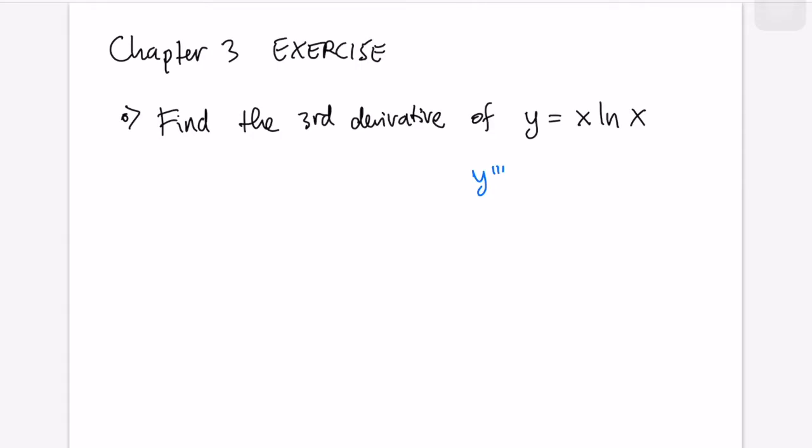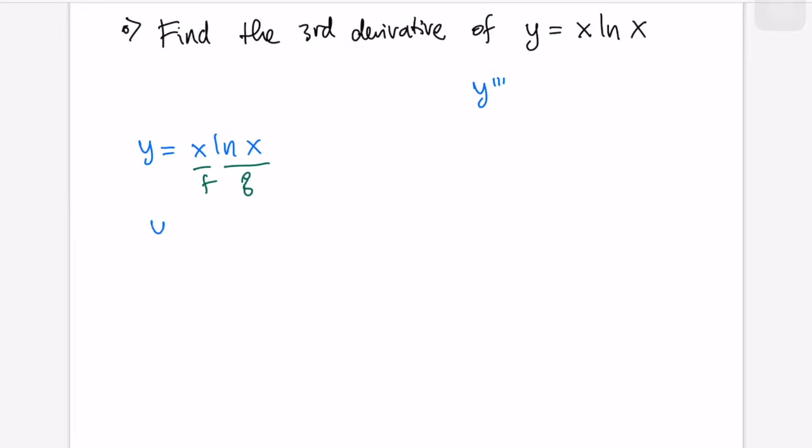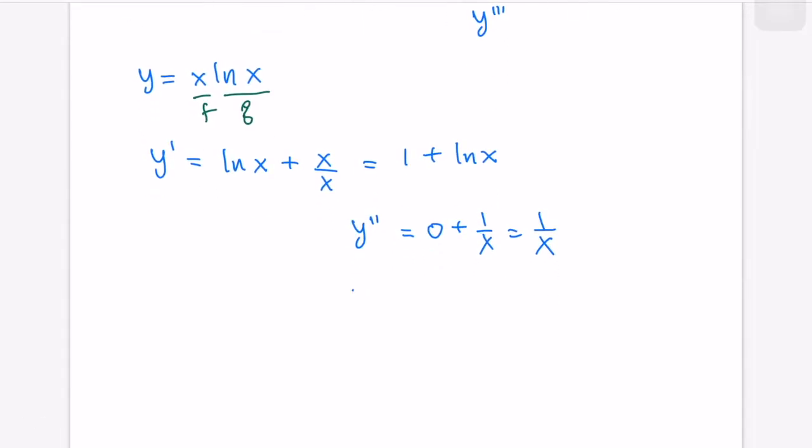Okay, let's start. So first we are going to differentiate this, and we are going to see that this is our product rule. So y prime, the first derivative, will be ln x plus x over x, or we can say that this is 1 plus ln x. Okay, the second derivative will be 0 plus 1 over x, or this is just 1 over x directly. And the third derivative, we have just differentiated the 1 over x, which is negative 1 over x squared, and this is the answer. Okay, did you guys get it correct? I think the first one is quite easy, right?